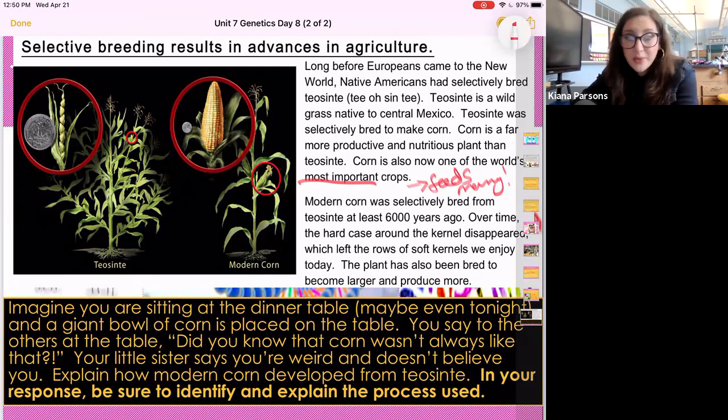So now you're going to explain the development of modern corn. Imagine you are sitting at the dinner table, maybe even tonight, and a giant bowl of corn is placed on the table. You say to the others at the table, "Did you know that corn wasn't always like that?" Your little sister says you're weird and doesn't believe you. Explain how modern corn developed from teosinte. In your response, be sure to identify and explain the process used.